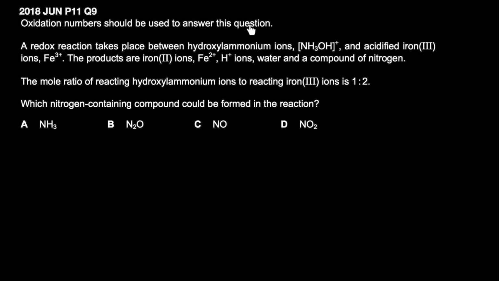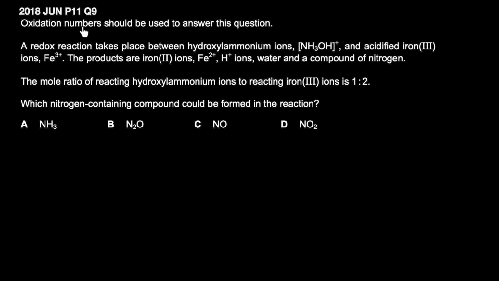Oxidation numbers should be used to answer this question. A redox reaction takes place between hydroxylammonium ions, that's NH3OH+, and acidified iron(III) ions, that's Fe3+. The products are iron(II) ions, that's Fe2+, H+ ions, water, and a compound of nitrogen. The mole ratio of reacting hydroxylammonium ions to reacting iron(III) ions is 1:2. Which nitrogen-containing compound could be formed in the reaction?